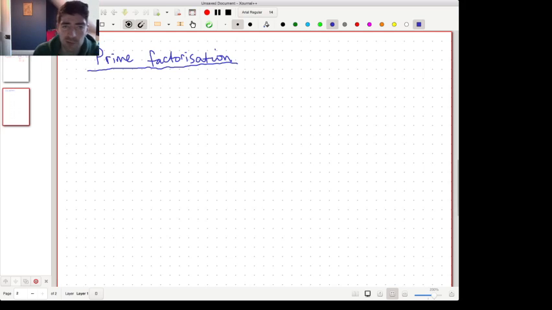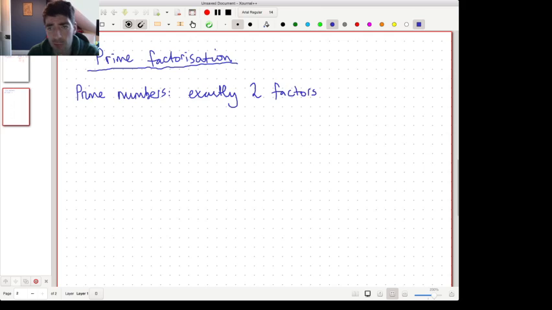So firstly, we'll just consider a prime number. Just as a really quick reminder, prime numbers have exactly two factors. That's the definition that you want to use, because then you won't have any ambiguity over whether numbers like 1 are prime or not. 1 is not prime. So prime numbers have exactly two factors.